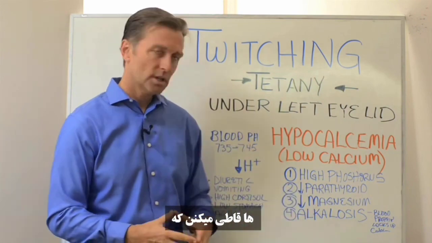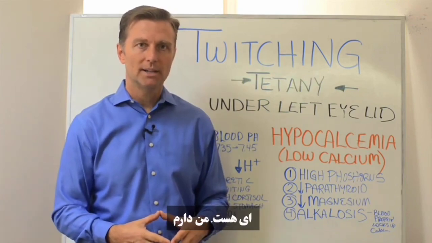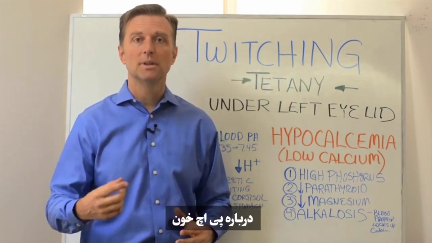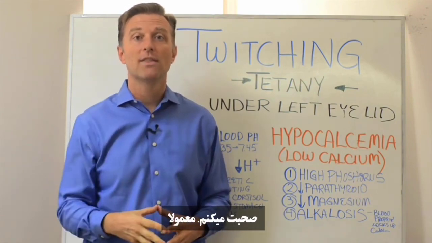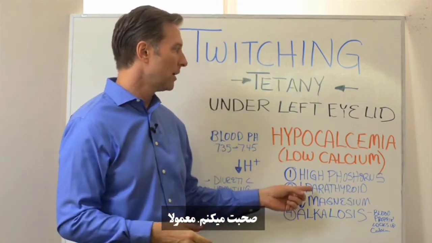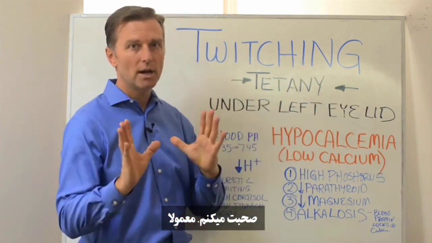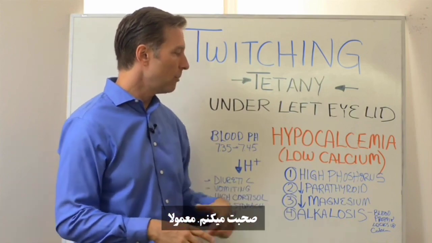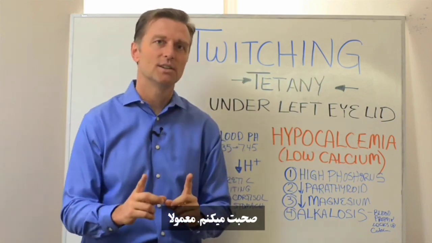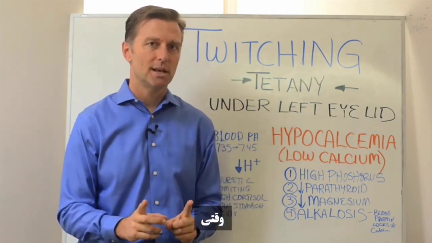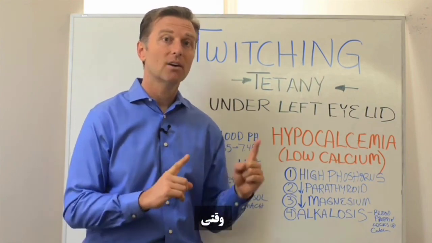It also, number two, it could be a low parathyroid. Now, that's rare. There's a gland on your neck, right around your thyroid, called the parathyroid. If there's a low parathyroid, that can create this problem. Rare, but it can happen. Low magnesium could create this problem. But the most common cause is alkalosis. That means your body is too alkaline.